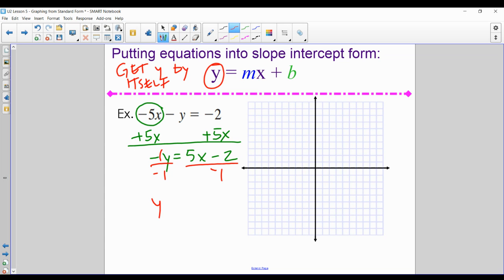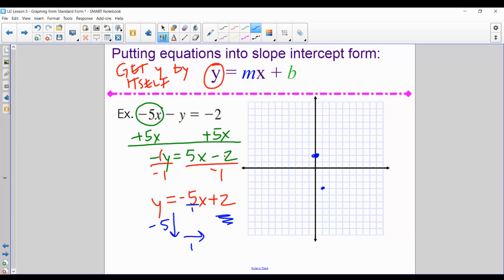So I'm going to have y equals 5 divided by negative 1 gives me negative 5x. Negative 2 divided by negative 1 gives me positive 2. So this tells me, again, start at 2 on the y-axis. My slope is negative again, so that means go down and then to the right. This is like negative 5 over 1, so I'm going down 5, going to the right 1.